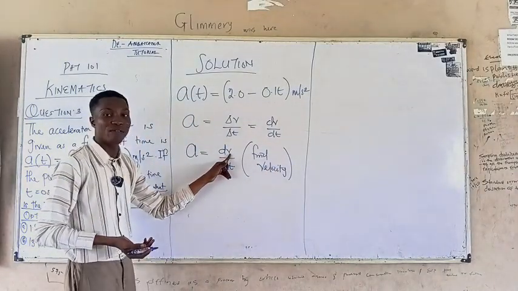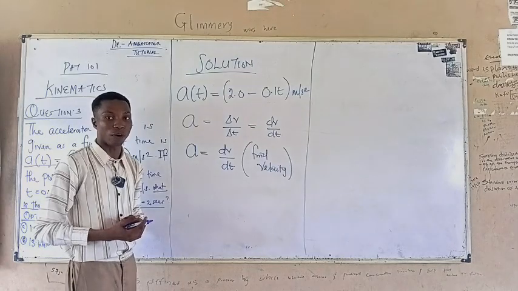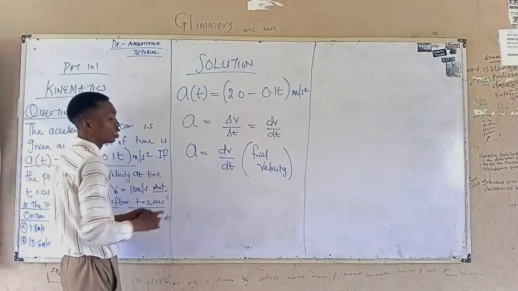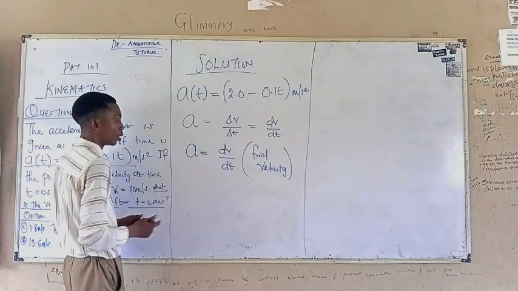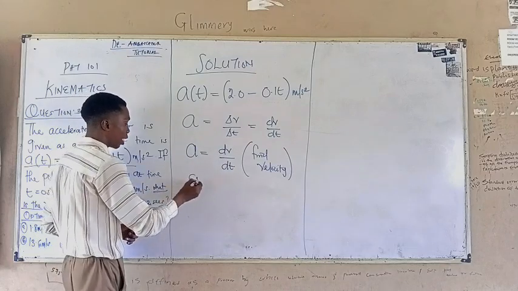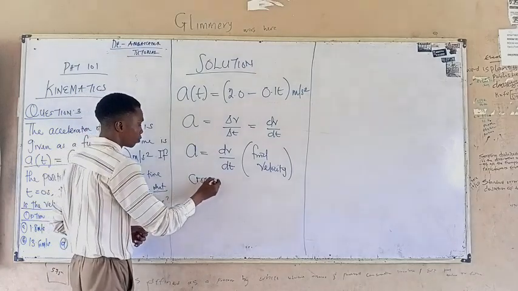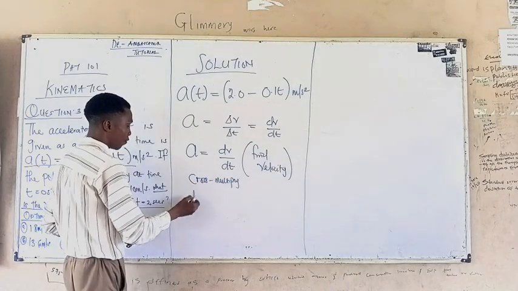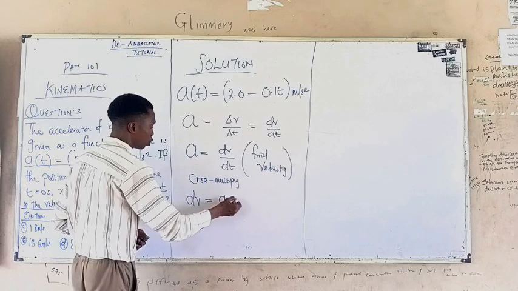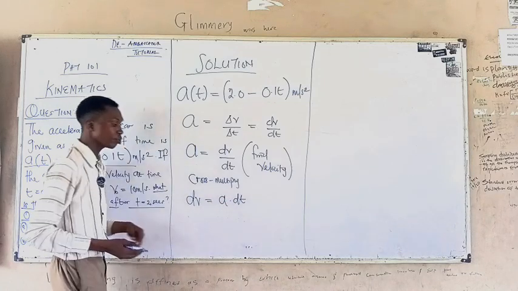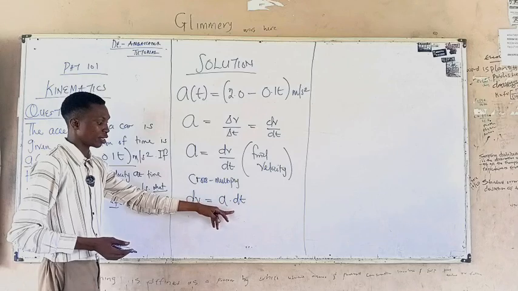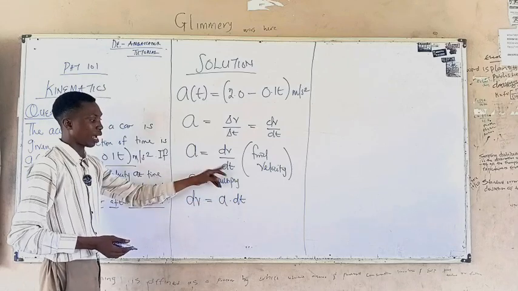That means I need to make velocity the subject of the formula. And how can I achieve that? If I want to find my velocity as the subject of the formula, I have to cross multiply first. When I cross multiply, I'm going to have dv equals a dot dt. As you can see, dv is equal to a dot dt because the a will multiply the dt.